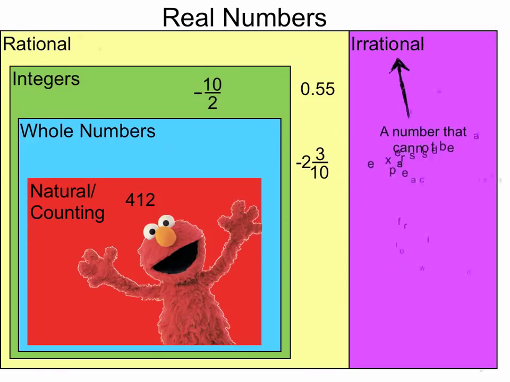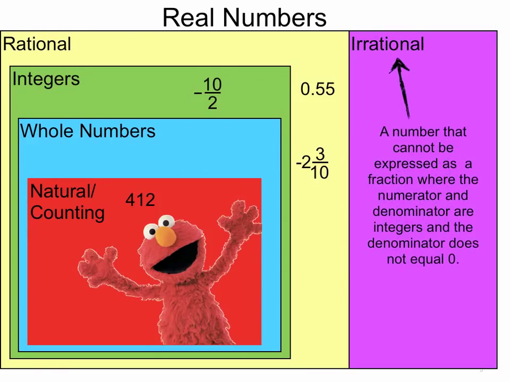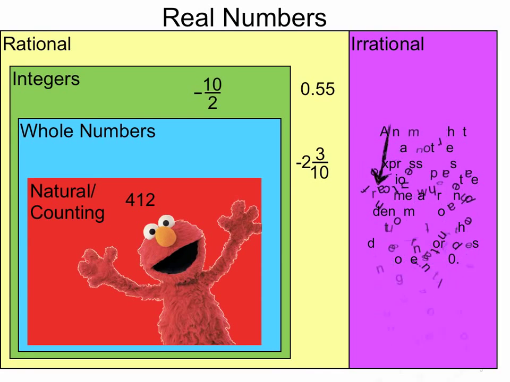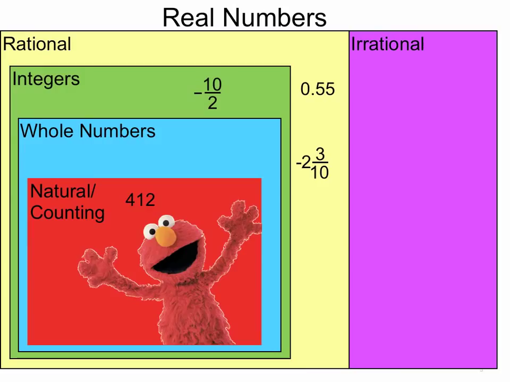Irrational numbers, that's a number that cannot be expressed as a fraction where the numerator and denominator are integers and the denominator does not equal 0. What exactly does that mean? Well, if we look at a few examples, it might make it a little simpler to understand. Those are irrational numbers. Pi, square root of 2, square root of 5. Those are all numbers that cannot be written as a fraction.